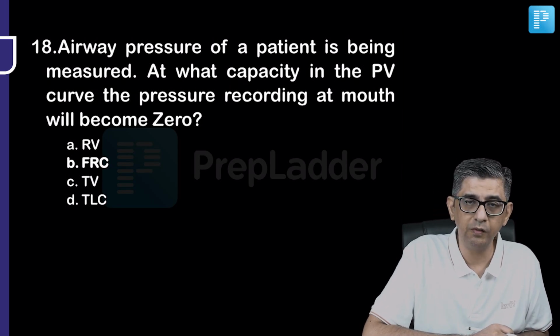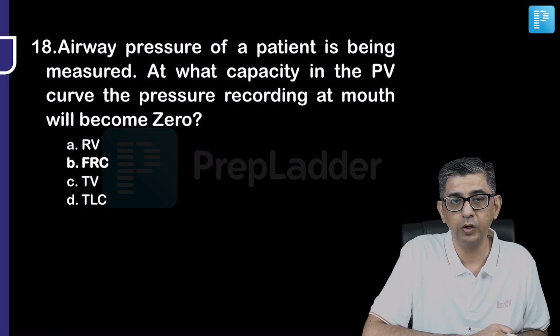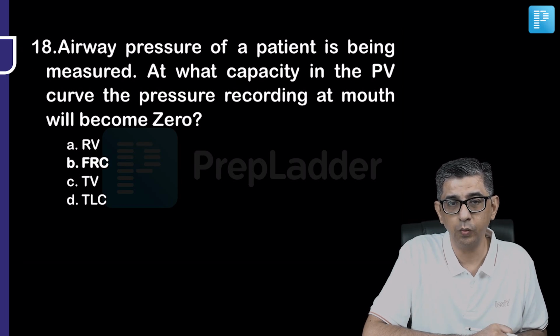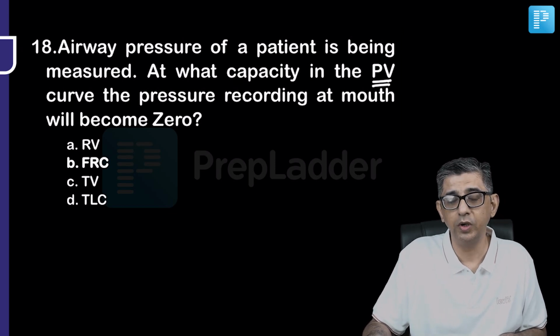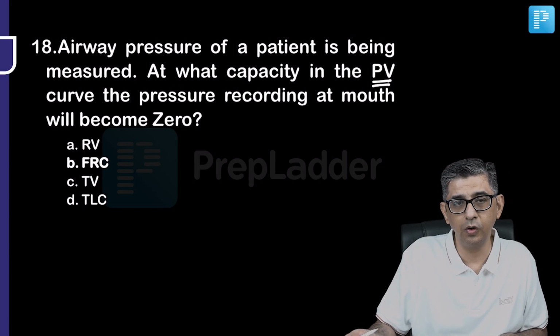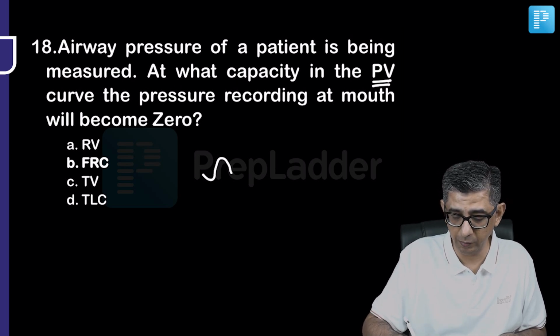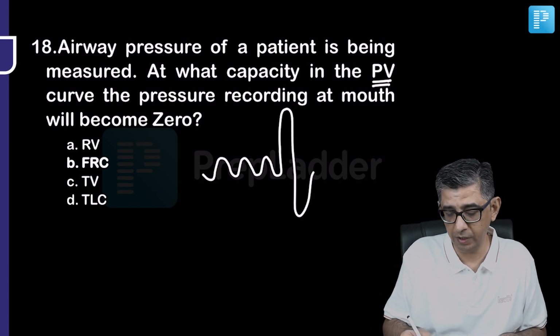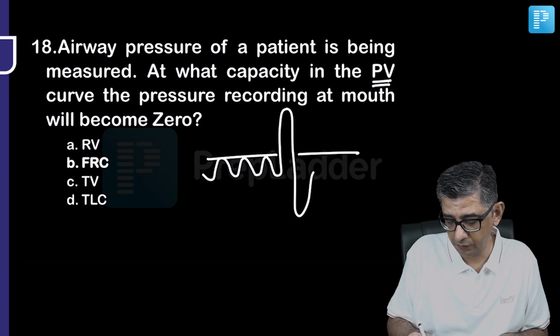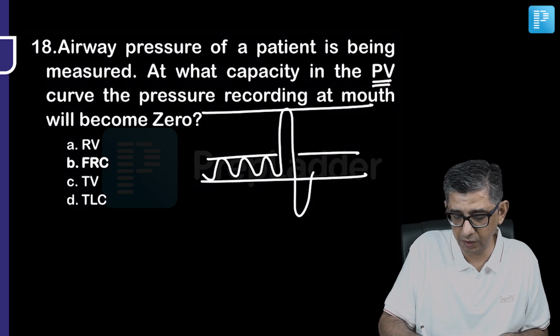The next question, again, I've incorporated, though even the physiologist would be talking about it: airway pressure at which, in the pressure volume curve, the recording at the mouth will become 0. Now, my point is you can solve this question either on physiology or on the basis of spirometric interpretation. We always read about this kind of spirometric interpretation where we have an inspiratory reserve volume. The one that I'm marking at the moment, this would be IRV.